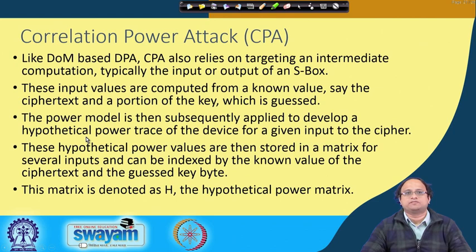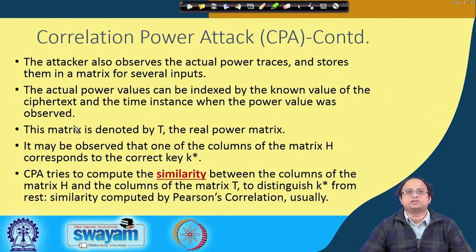That means you can index the hypothetical power traces based upon your cipher text portion and the portion of the guessed key byte, and this matrix is formally defined as H, or the hypothetical power matrix. You also have another similar matrix, which is called the real power matrix, denoted as T. Here the attacker also observes the actual power traces and stores them in a matrix for several inputs, and the actual power values can be indexed by the known value of the cipher text and the time instance when the power value was observed.